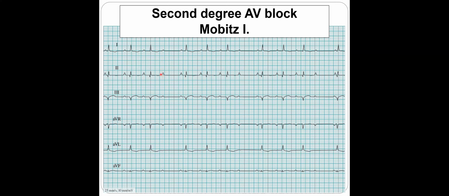So what will we do? Looking at the last conducted one and comparing it to the first conducted one. And because they are not equal, the first one is shorter than the last one. This is Mobitz type 1.